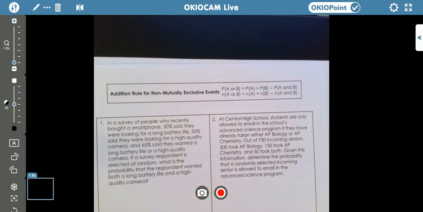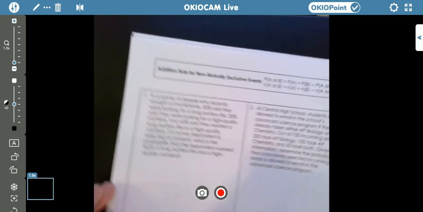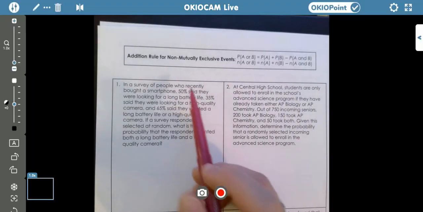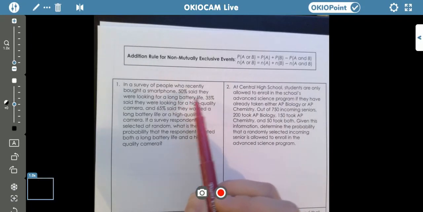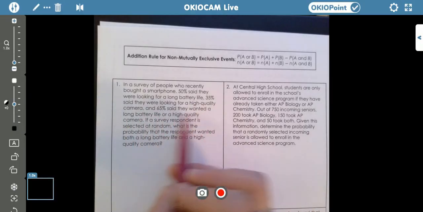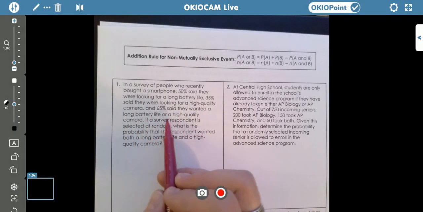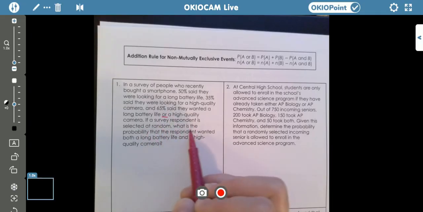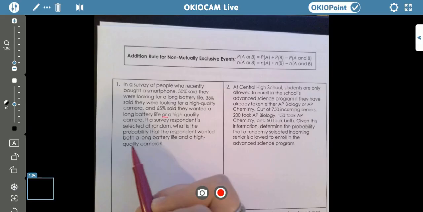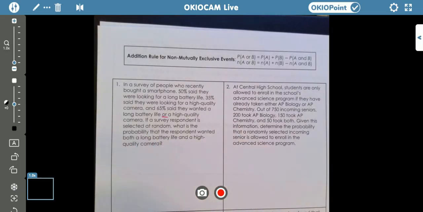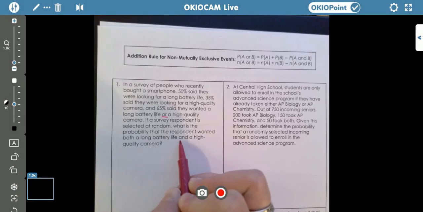All right, let's start applying this formula a little bit here. So, in a survey of people who recently bought a smartphone, 50% said they were looking for long battery life, 35% said they were looking for a high quality camera, and 65% said they wanted a long battery life or a high quality camera. If a survey respondent is selected at random, what is the probability that the respondent wanted both a long battery life and a high quality camera?